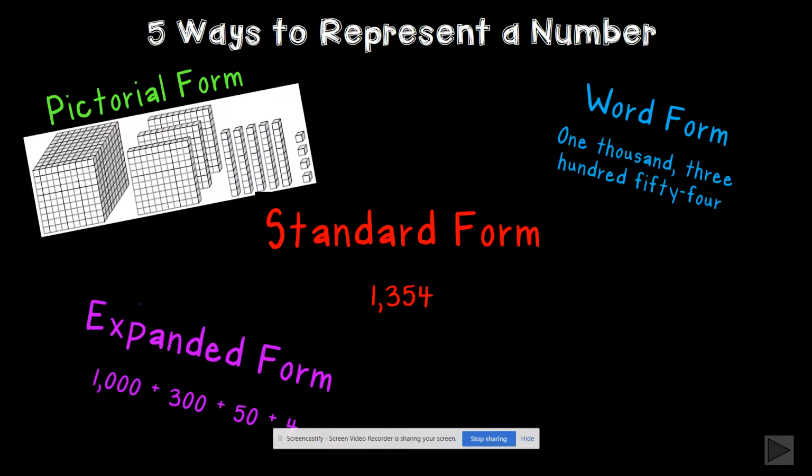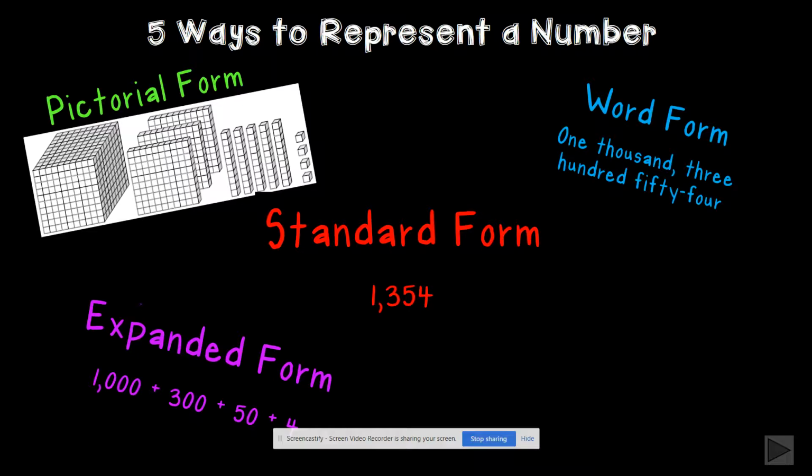Then we have expanded form, where we take these numbers and we write them as a sum of the values of each digit. So this digit has a value of 1,000, so I write down 1,000, plus this digit has a value of 300, so I write down 300, plus this digit has a value of 50, plus this digit has a value of 4, and that is expanded form.